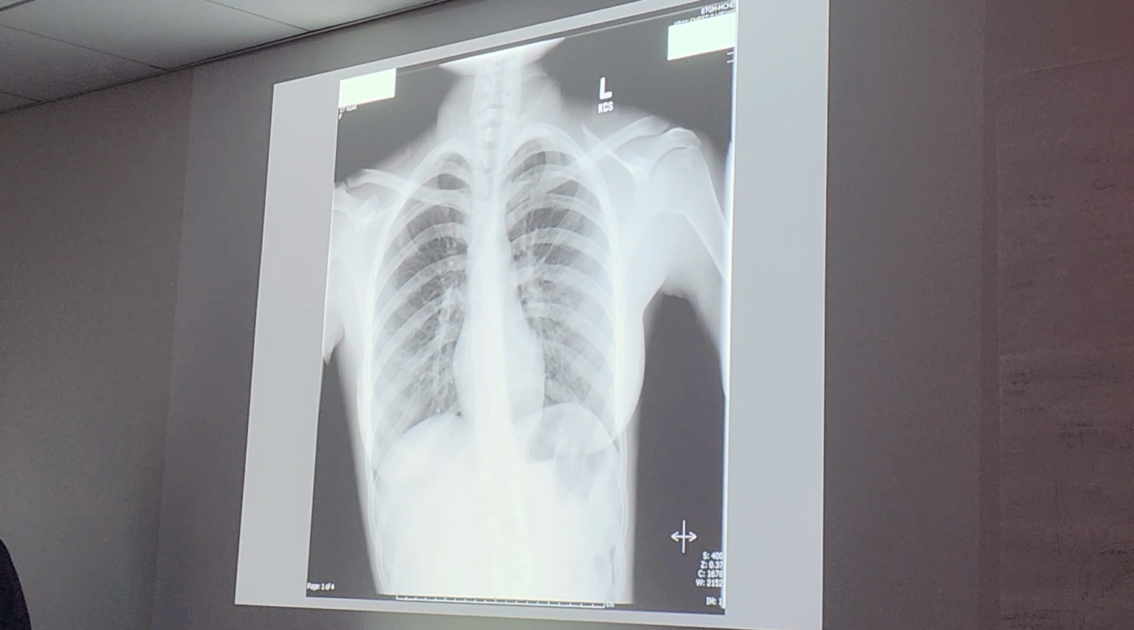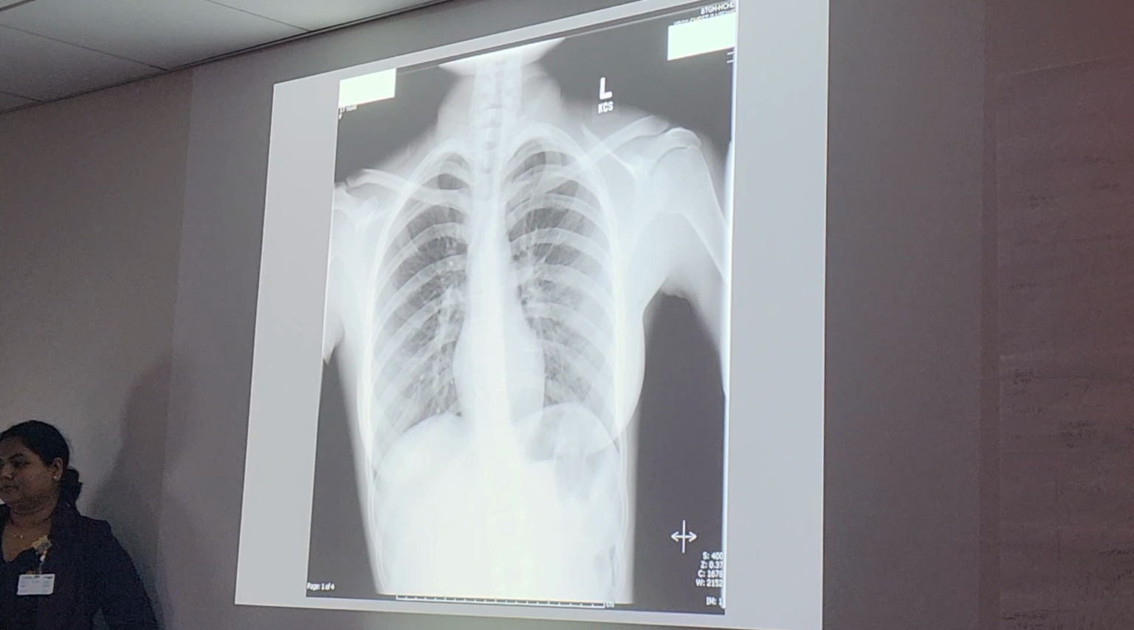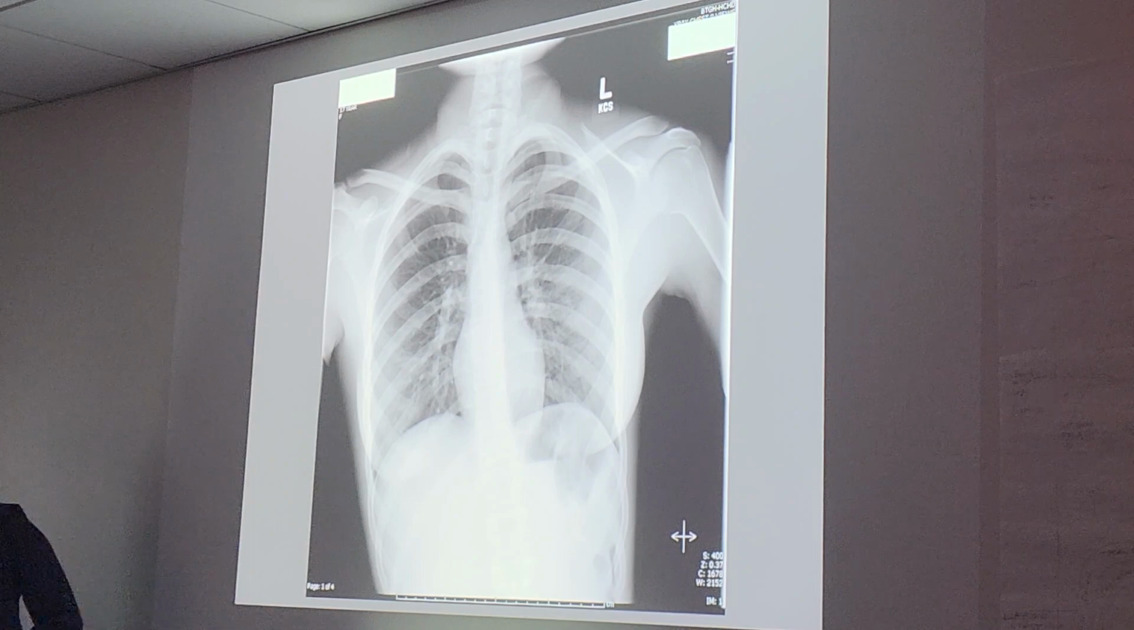What about the clavicles now, because of the space on the left side, with rotation towards the right? Anyone? There's a slight opening on the left. So the clavicles are not equally distant from each other. You can see there's space on the left side, which shows you that there's rotation, right?